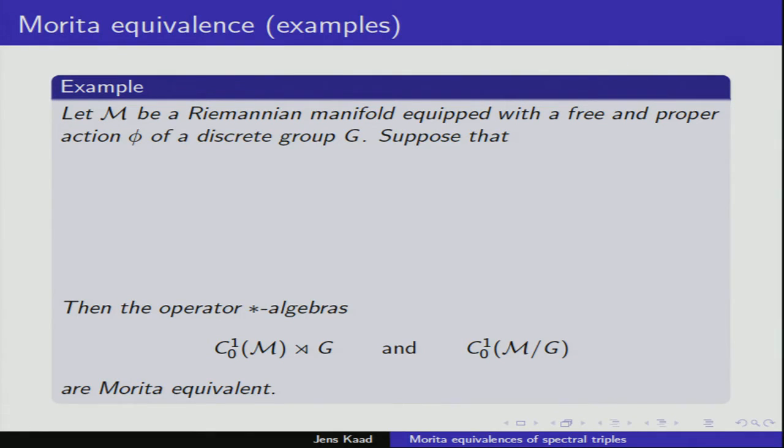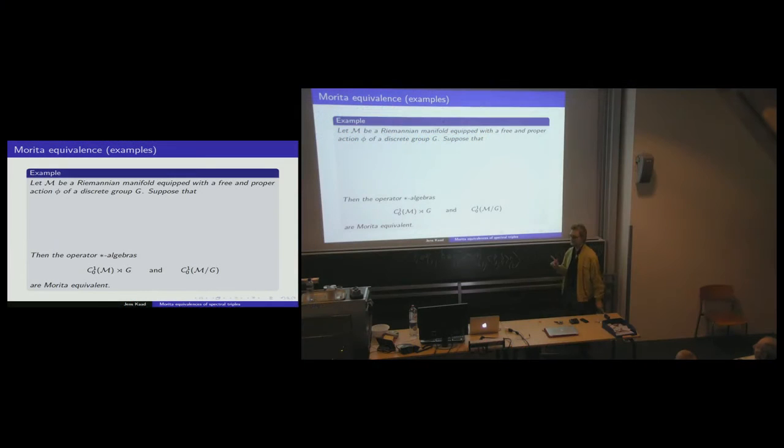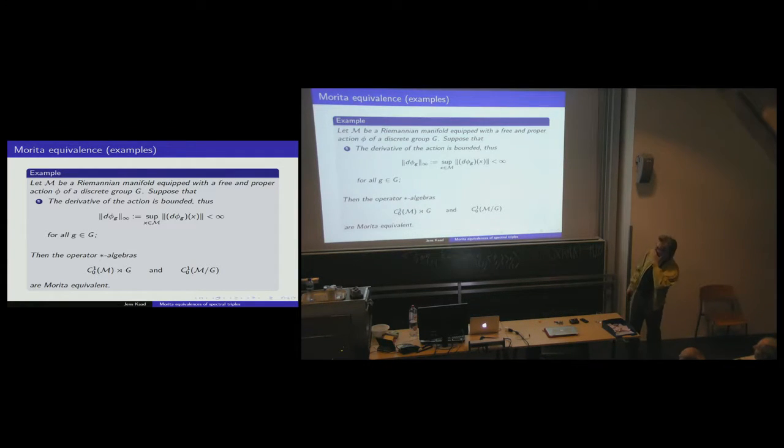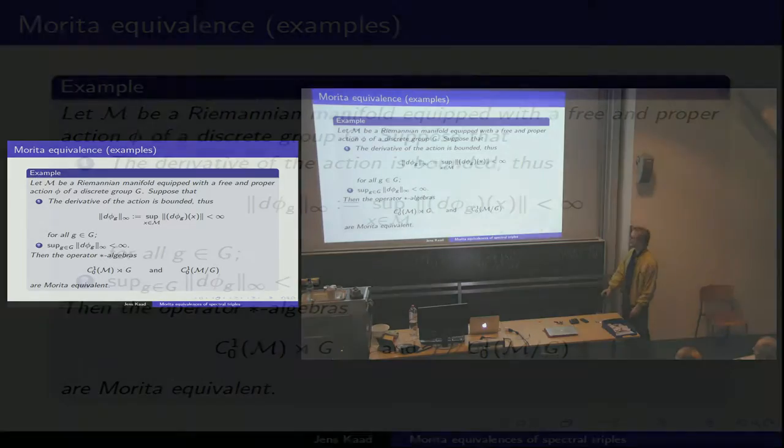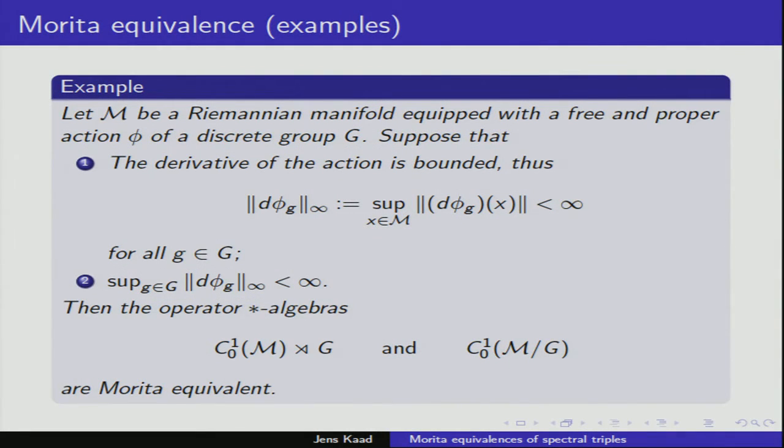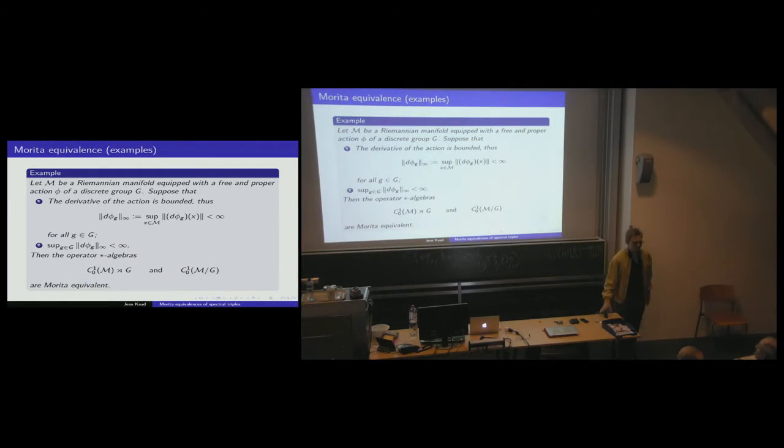Okay, second example. Now I have a Riemannian manifold, and there's a discrete group acting on it by diffeomorphisms. This discrete group is going to act freely and properly. And then there are some conditions on the relation between the action and the Riemannian metric. The first one says that the exterior derivative of each of these diffeomorphisms has to be a bounded operator. And the second one says that there's a uniform bound on these operator norms. So in particular, if you have an action of G by isometries, this is fine.